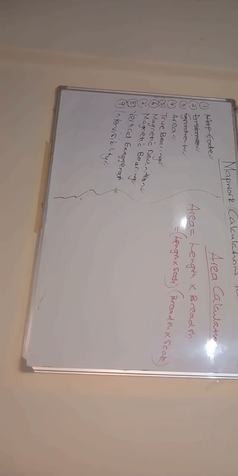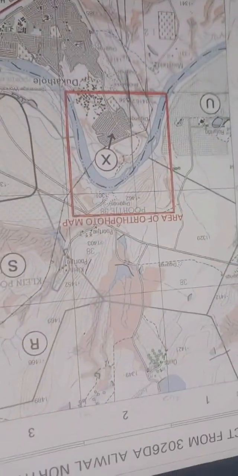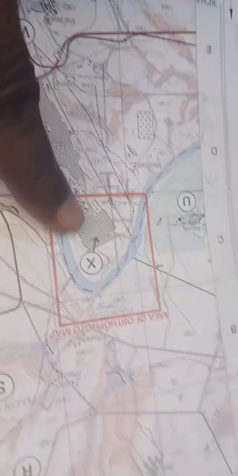Are we together on this one? Are we together before I start calculating? We are going to calculate the area of the red square on the topographical map. This one, that is what we are going to calculate. We are going to calculate the area of this.